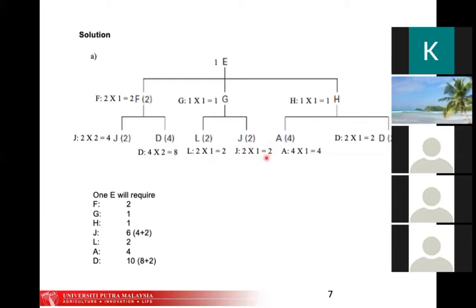To produce H, we need 4A and 2D. To calculate A, 4A times 1 taken from H there equals 4, because only 1 H is required to produce 1 E. So for D, 2 units of D times 1 taken from H equals 2.